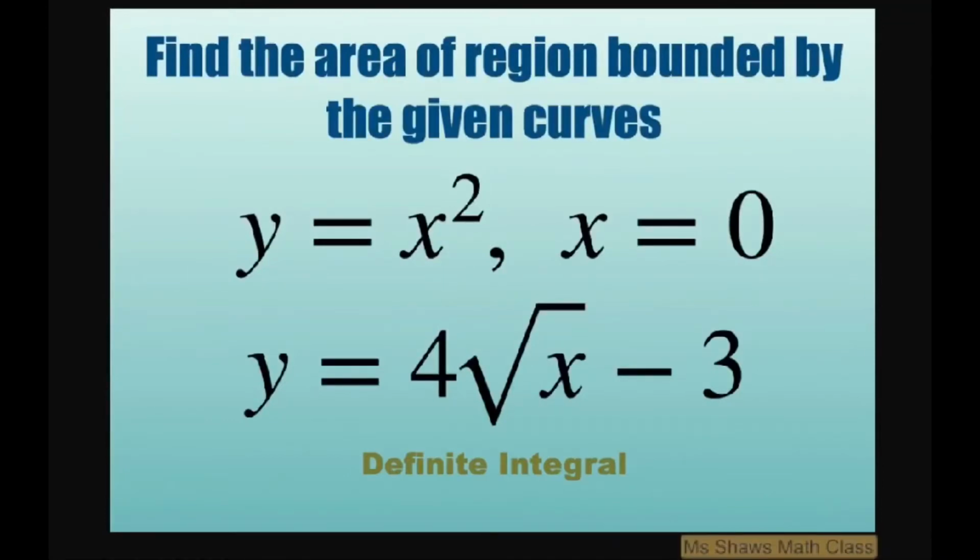Everyone. We're going to find the area of the region bounded by the given curves y equals x squared and y equals 4 times the square root of x minus 3. We also have x equals 0. All right, so let's look and see what we have. We have y equals x squared.